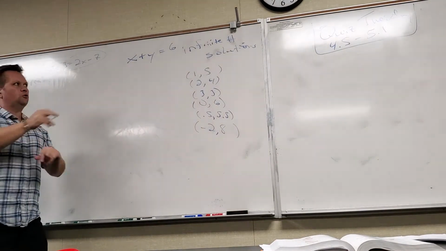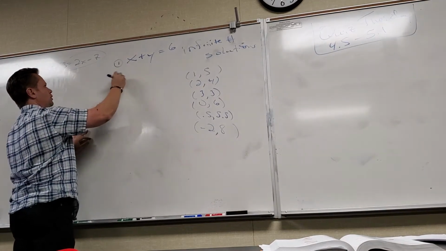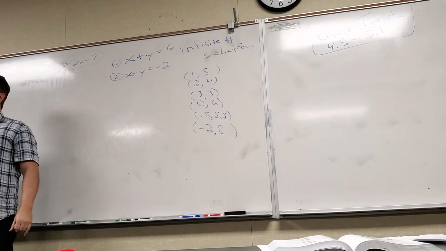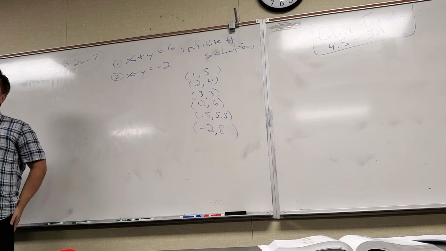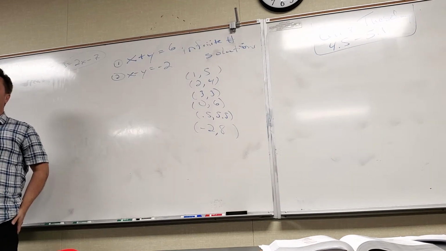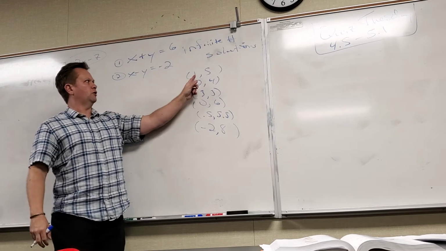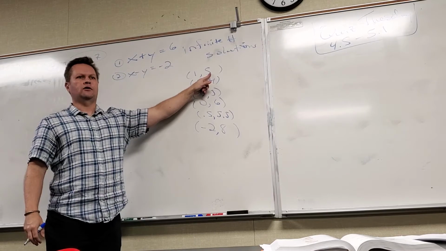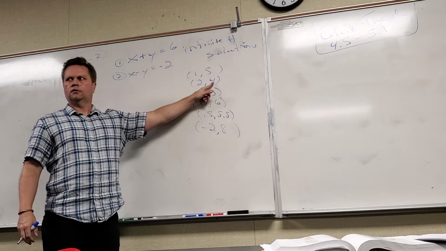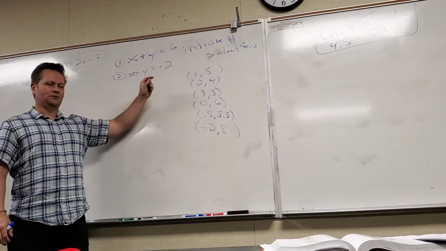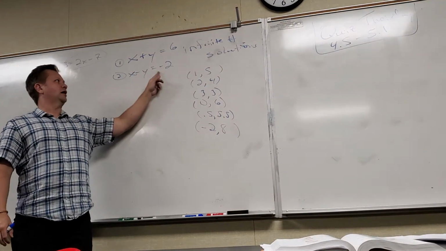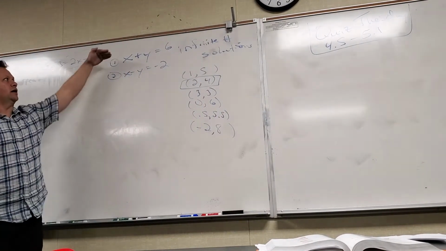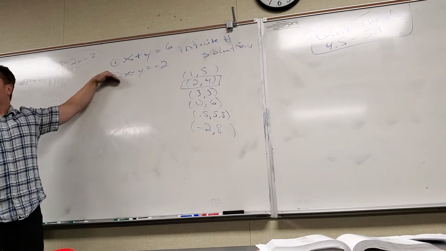So what if I also told you, not just this one piece of information, what if I also told you that their difference is -2? Do we already have the answer up there? Can you guys see the answer? What's the difference here? 1 minus 5 is -4. What's 2 minus 4? 2 minus 4. Oh, 2 minus 4 is -2. So see how this one point does meet both of these. Do you see that?